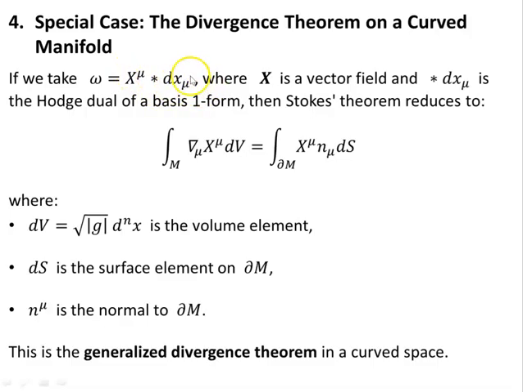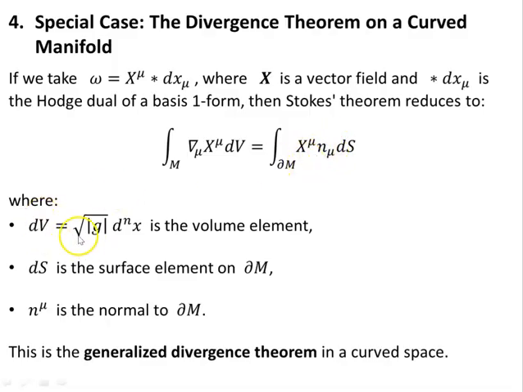The star here is the Hodge dual of this, where X is a vector field, and it's the Hodge dual of a basis 1-form, and Stokes' theorem reduces to this. Okay, so the Hodge dual of a 1-form, if you're in 3 dimensions, you'll get a 2-form. You'd expect this to be a 2-form here, and this is our 3-form over here. So you can sort of see how that works, but that'll be the focus of the next video.